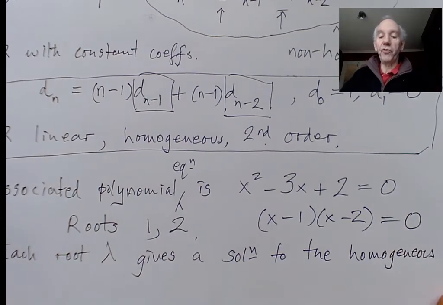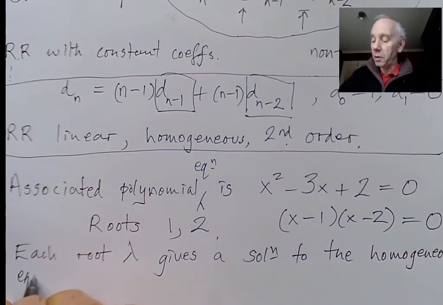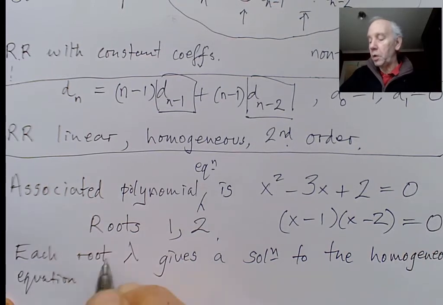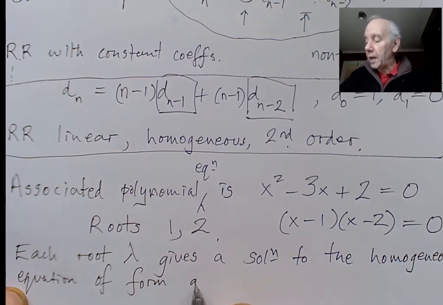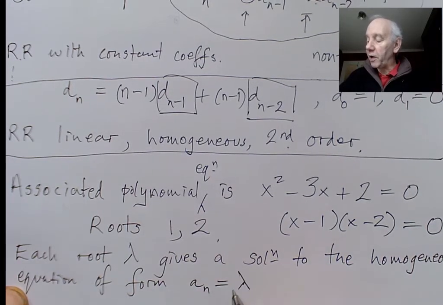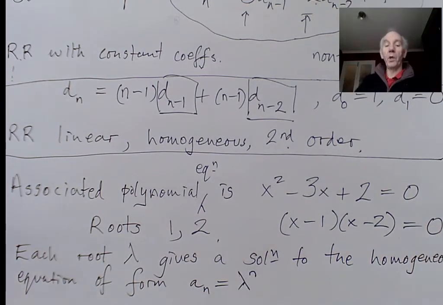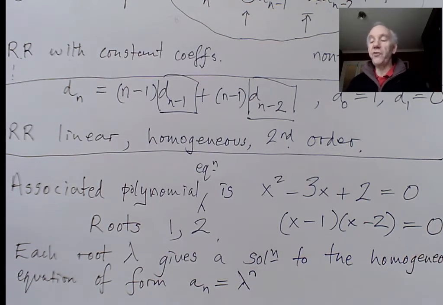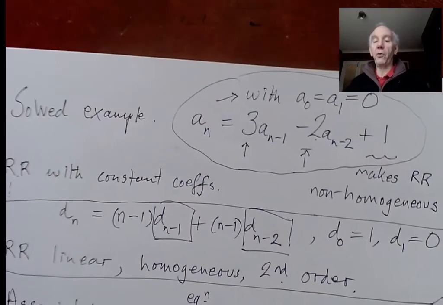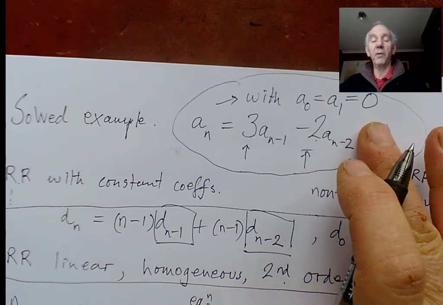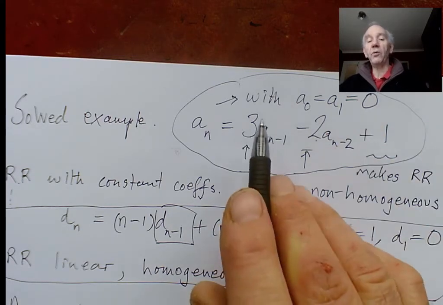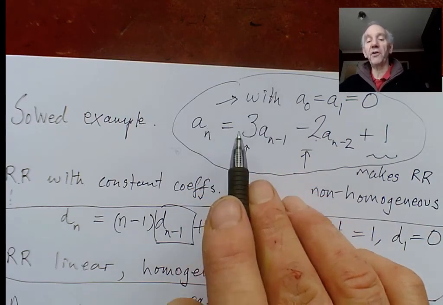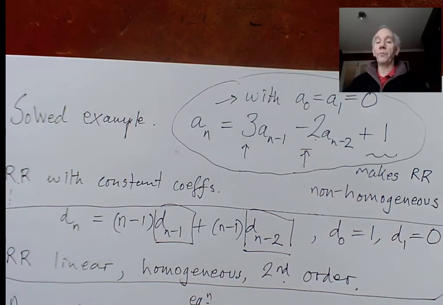Each root gives a solution to the homogeneous equation of the form a_n equals lambda to the n. Now the homogeneous equation is not the original equation, but it's the original equation in which we've removed the extra term. So if you take lambda to be 1 or lambda to be 2, and you set a_n equal to 1 to the power n or 2 to the power n, you'll solve this equation.